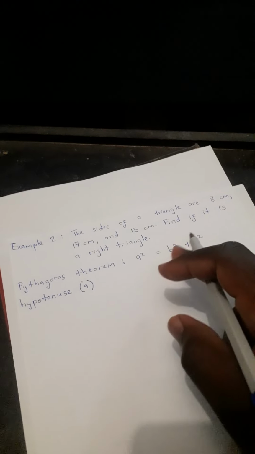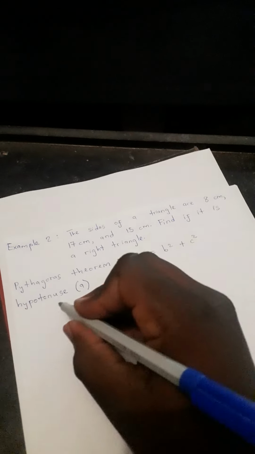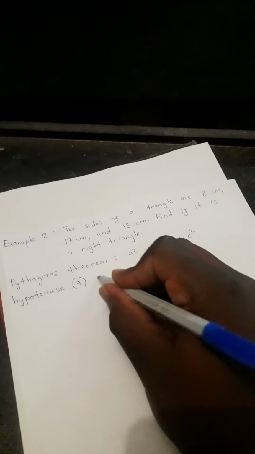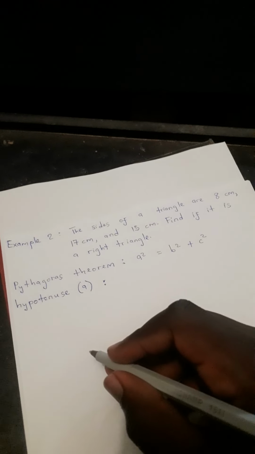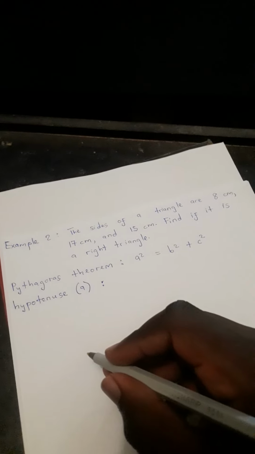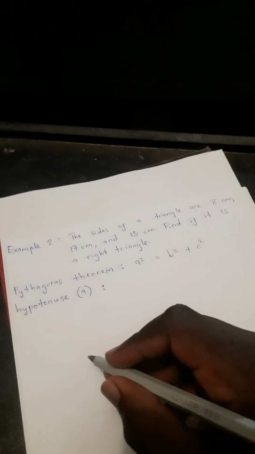Because of the structuring of the Pythagoras theorem, our hypotenuse is a, because the hypotenuse squared should give us either side squared as a sum. And the hypotenuse, we learned and I reiterate, is the longest side of a right triangle. So the sides we are given are 8 centimeters, 17 centimeters, and 15 centimeters. The longest of them being 17.